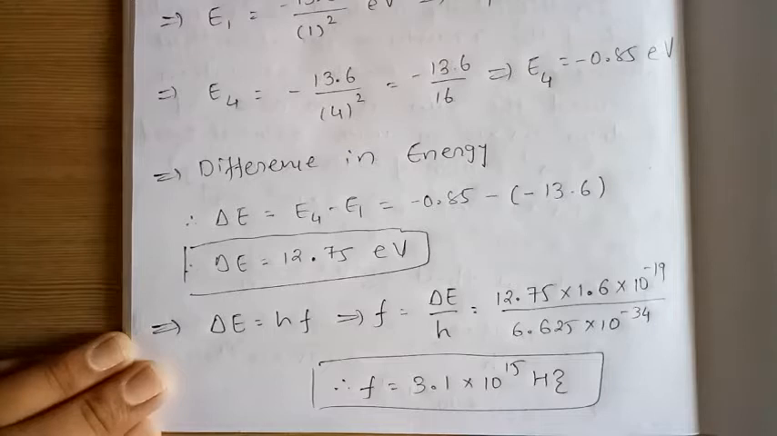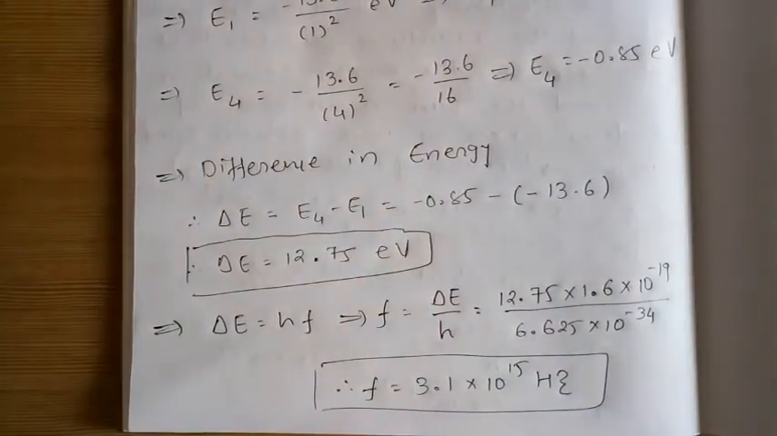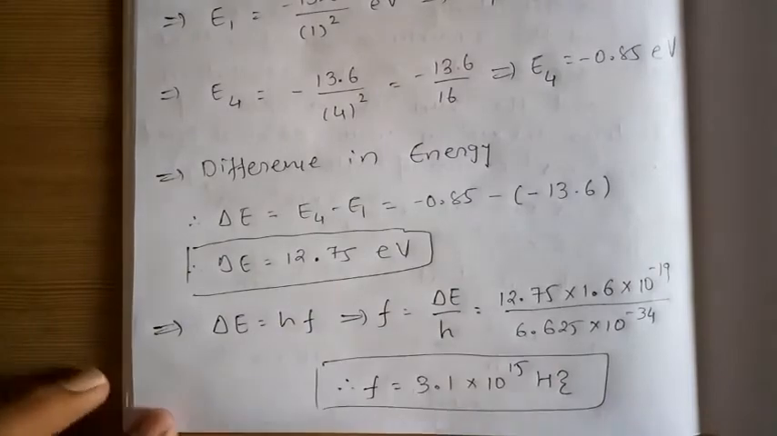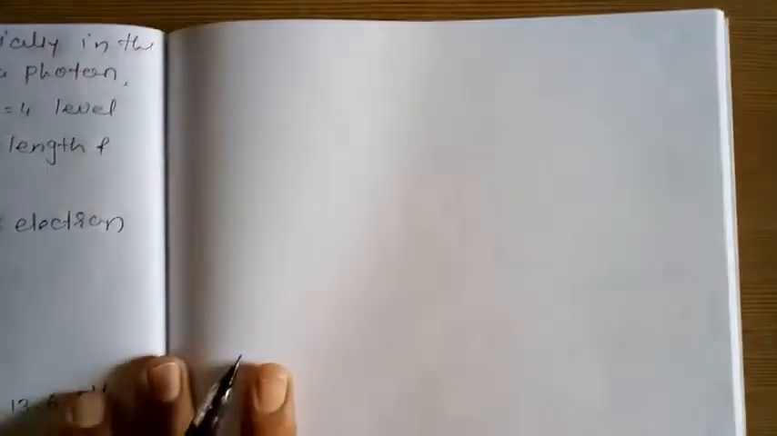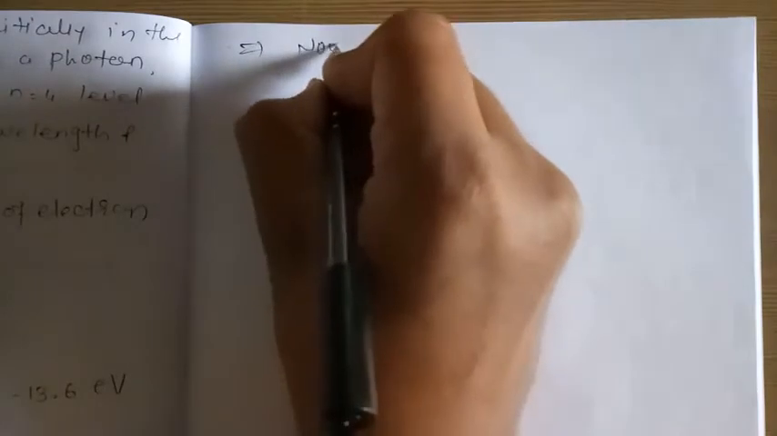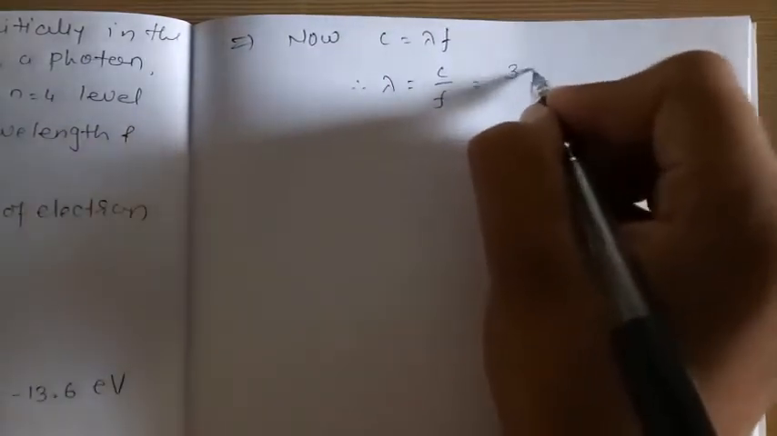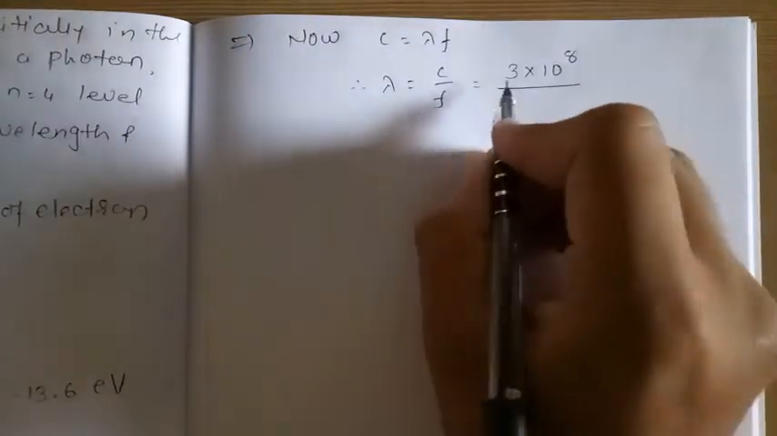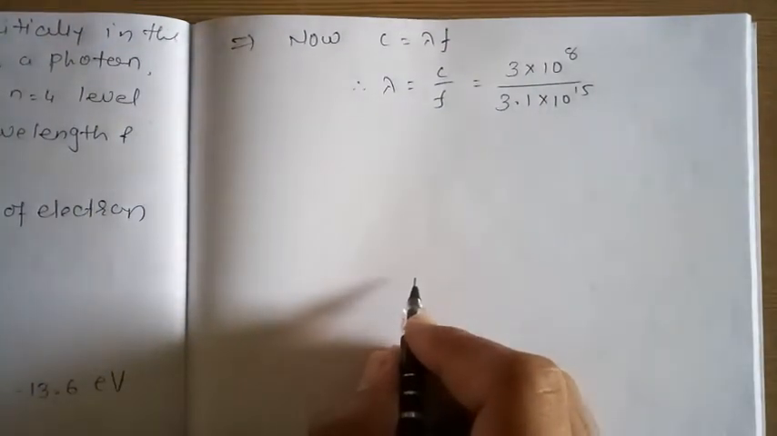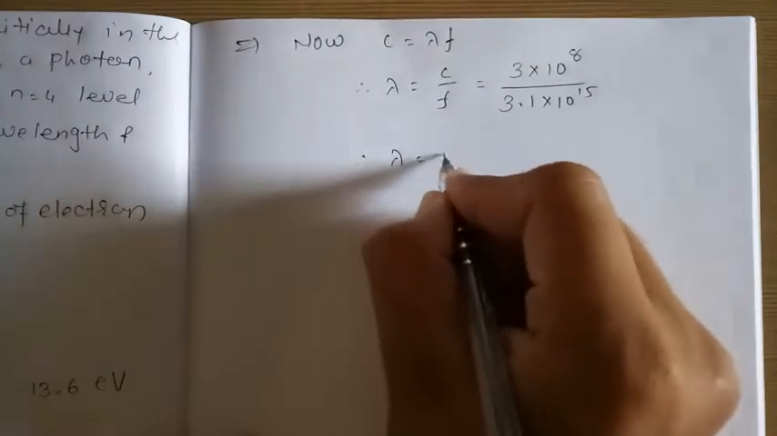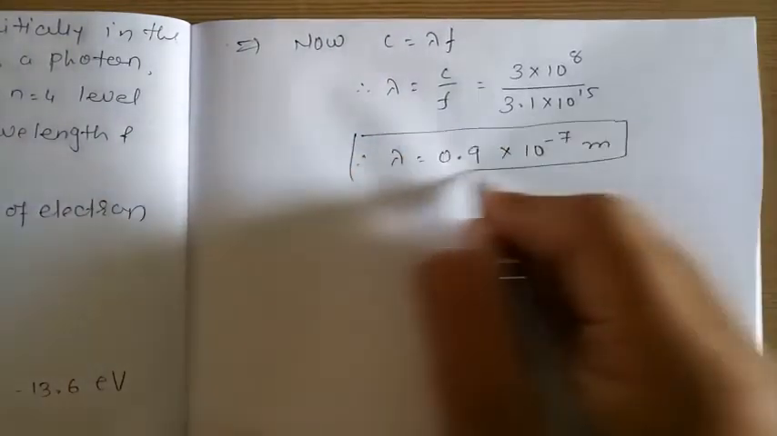Now to find the wavelength, we know the formula c equals lambda f, and we know c equals 3 into 10 raised to 8 and f is 3.1 into 10 raised to 15. So lambda equals c by f. The value of c is 3 into 10 raised to 8 and the value of f is 3.1 into 10 raised to 15. So we get lambda equals 0.9 into 10 raised to minus 7 meter.